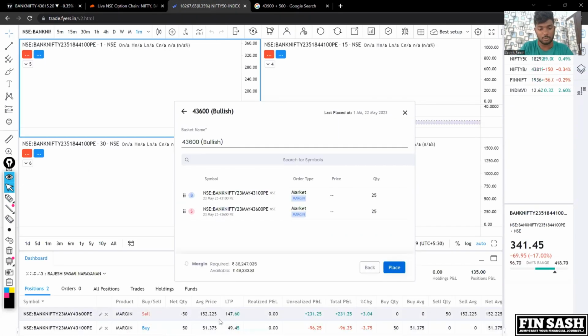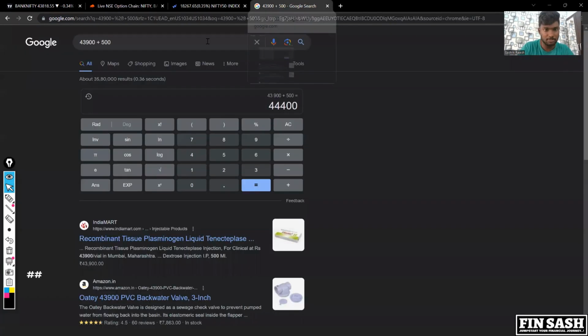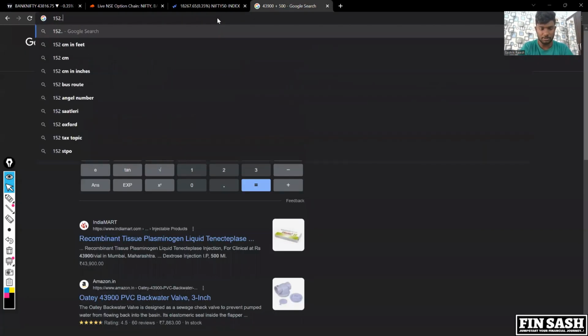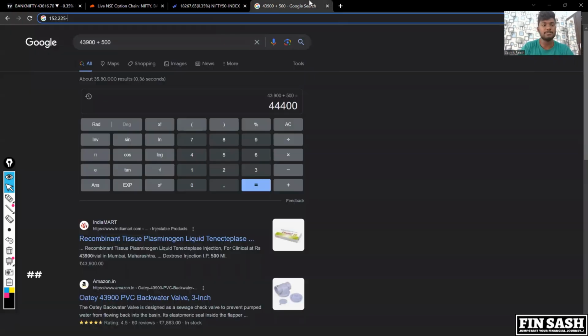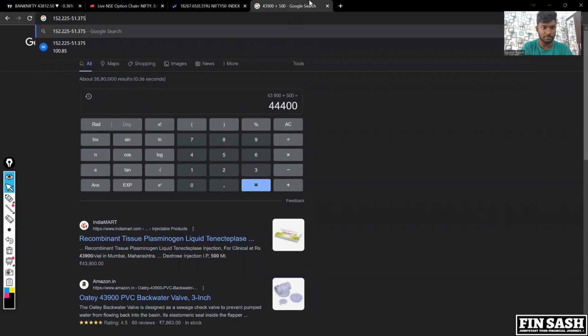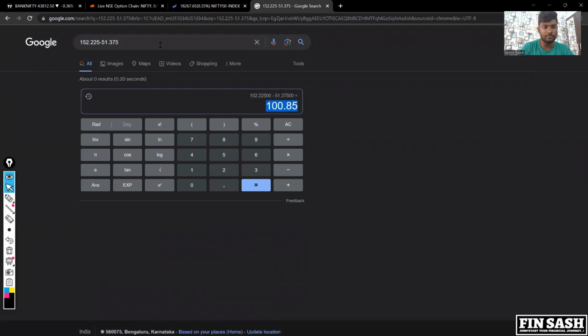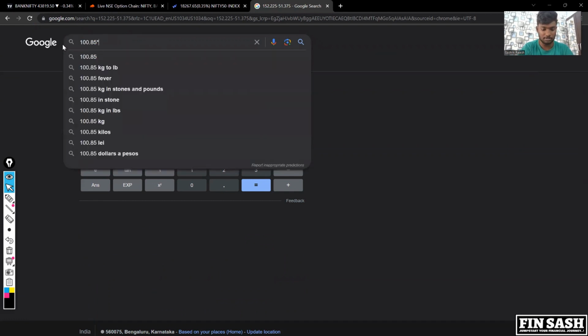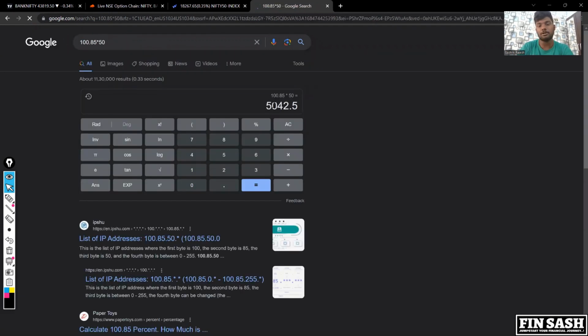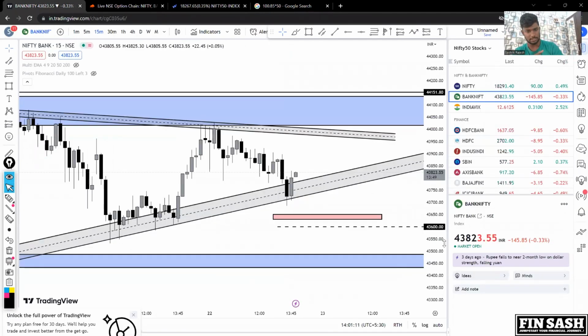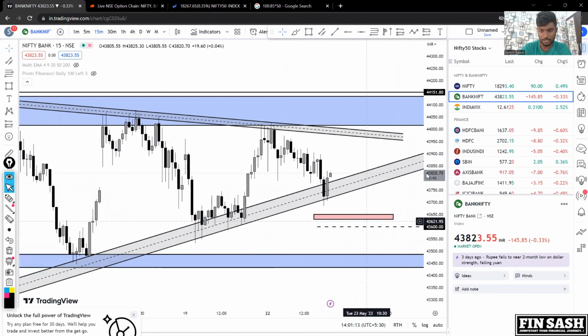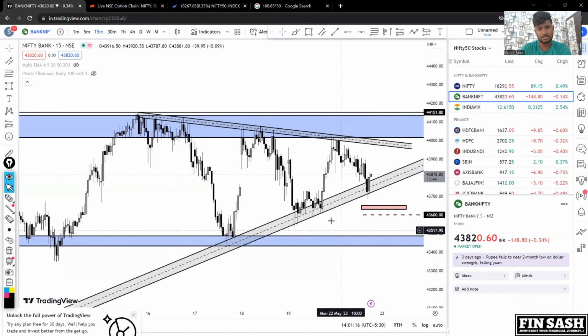So it's 152.225 minus 51.375. So 100.85 multiplied by 50, because that's my quantities. Okay, from this trade, we can potentially make 5,042, right? I'll also be planning to add one more set of quantities, but again, that depends on the market.